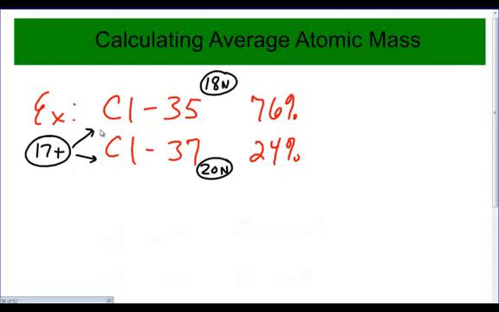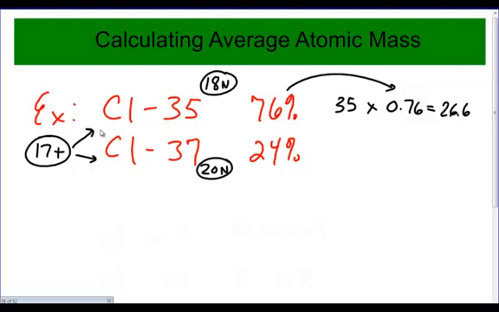Here's how you're going to be able to calculate average atomic mass. You need to write these percentages out as a decimal. First, you're going to write the atomic mass, so 35. Then you're going to multiply it by the percentage, but the percentage is changed into a decimal. You calculate that answer, and you get 26.6.